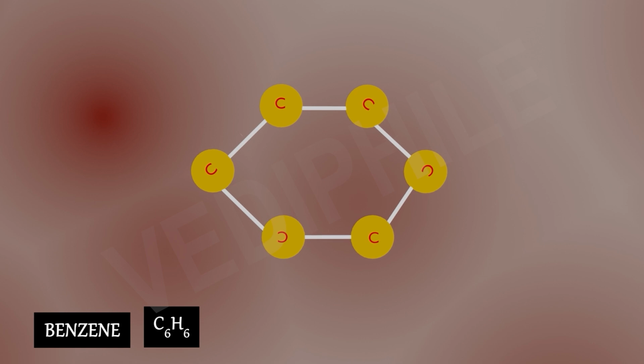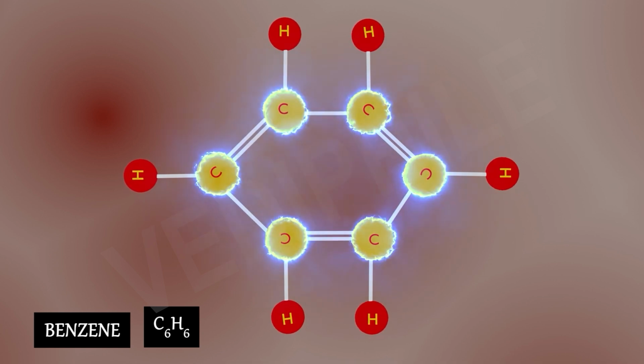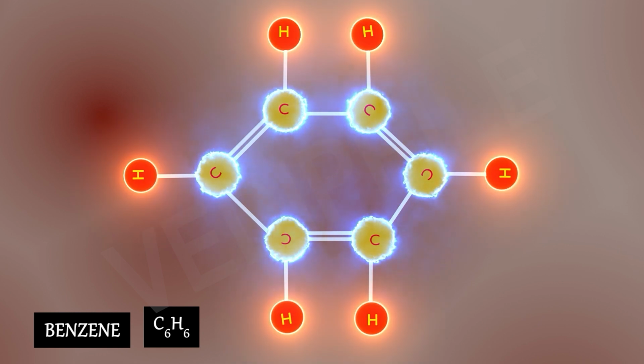So each carbon receives only 1 hydrogen. But now the valency of each carbon is 3 only. One valency is still remaining. So to satisfy the remaining valency, a double bond is formed on alternate positions and the final benzene structure is obtained like this. So can we say that this structure is made up of only carbon and hydrogen?